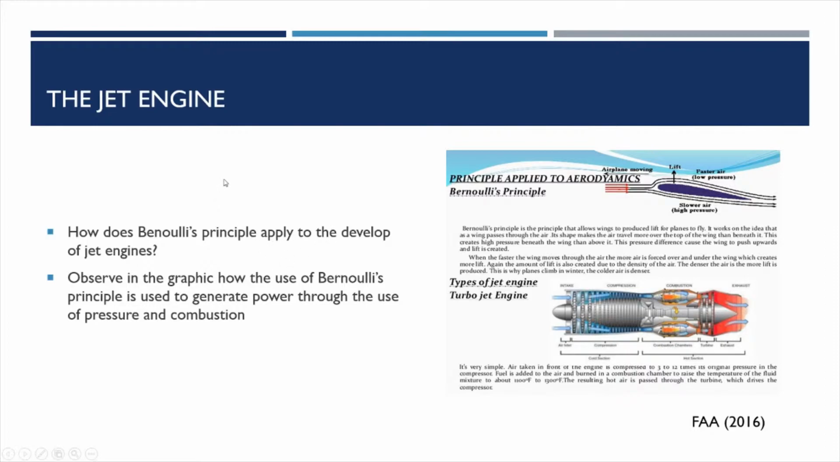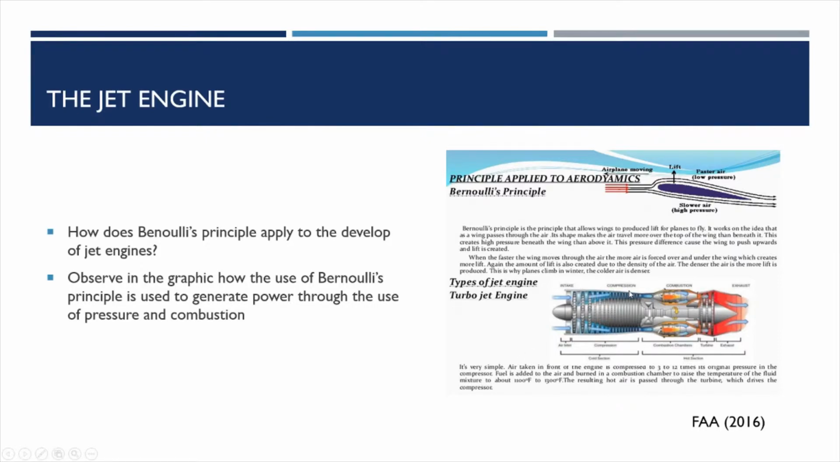So now let's apply it instead of just the concept of lift. How does Bernoulli's principle also apply to the development of jet engines? Well, if we look at the diagram here on the right, we'll see the different types of jet engines and exactly how the turbine works to generate thrust. So it's simple. Air taken in from the front of the engine is compressed 3 to 12 times its original pressure in the compressor. Fuel is added and burned in a combustion chamber to raise the temperature of the fluid mixture, resulting in hot air, and that's passed through the turbine, which drives the compressor.